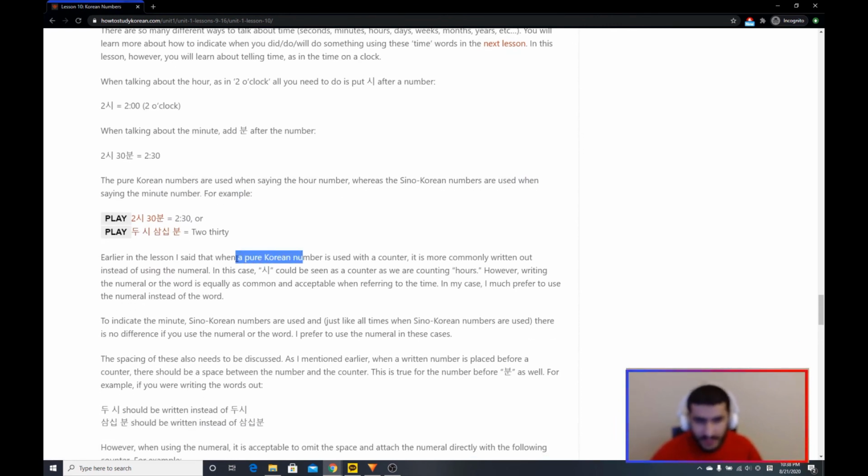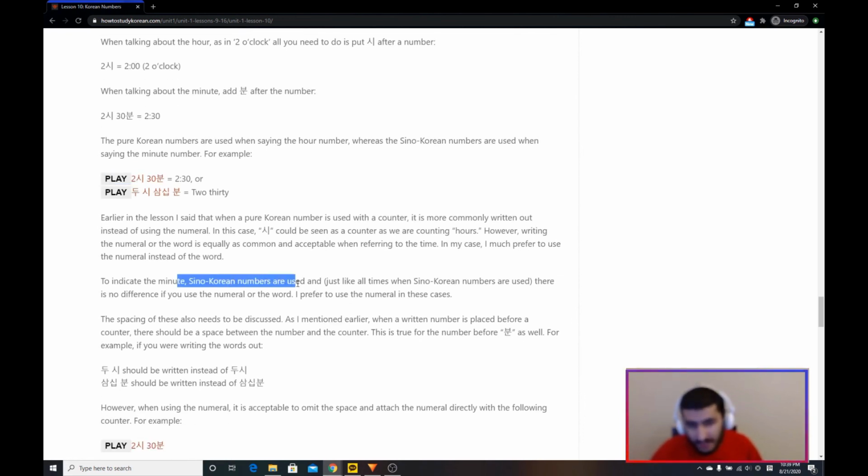Earlier in the lesson, I said that when a pure Korean number is used with a counter, it's more commonly written out instead of using a numeral. In this case, 시 can be seen as a counter as we're counting hours. However, writing the numbers as the word is equally as common and acceptable when referring to the time. In my case, I much prefer to use the numerals. Basically, you could write it like this, or like this, and it doesn't really matter, but he just prefers to write it this way.